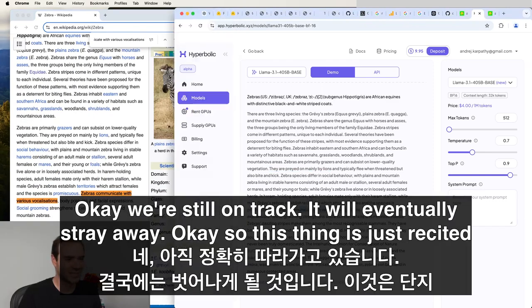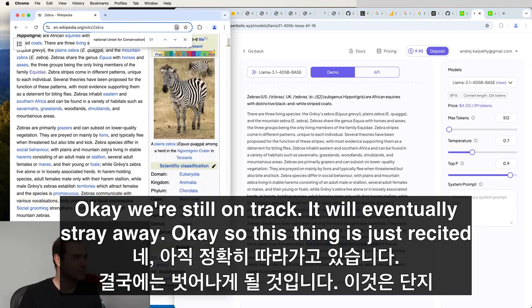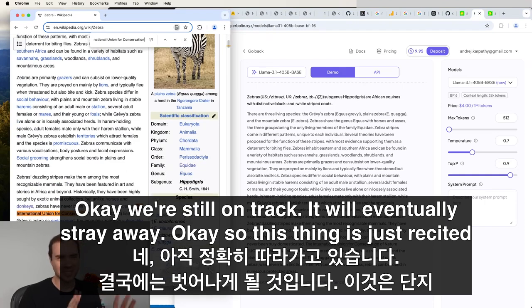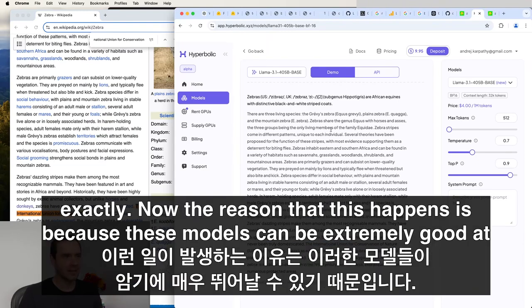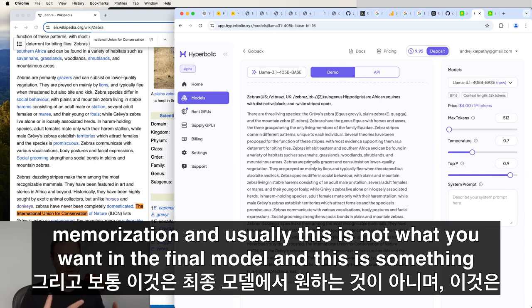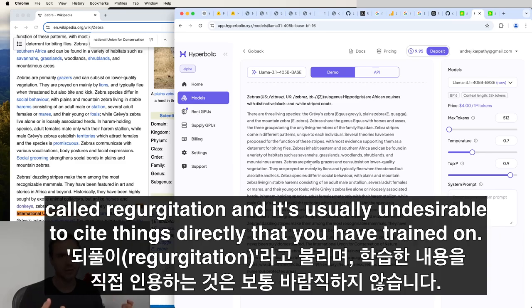Okay, we're still on track. It will eventually stray away. So this thing is just recited to a very large extent. It will eventually deviate because it won't be able to remember exactly. Now, the reason that this happens is because these models can be extremely good at memorization, and usually this is not what you want in the final model. This is something called regurgitation, and it's usually undesirable to cite things directly that you have trained on.